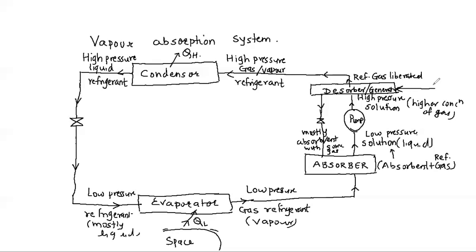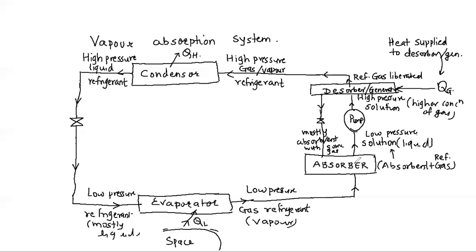Now, in order to achieve this liberation of the gas, we need to supply a certain quantity of external energy, and this external energy is in the form of heat. Let me call this QG. QG is the heat supplied to the vapor generator, or generator, to the desorber.